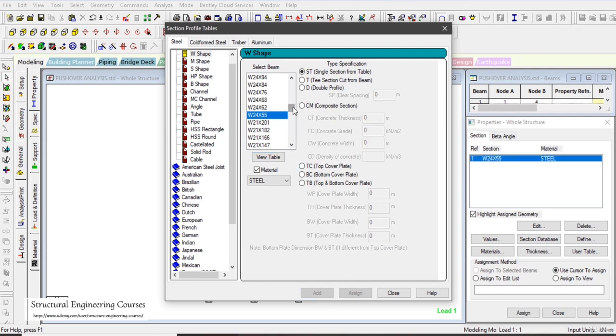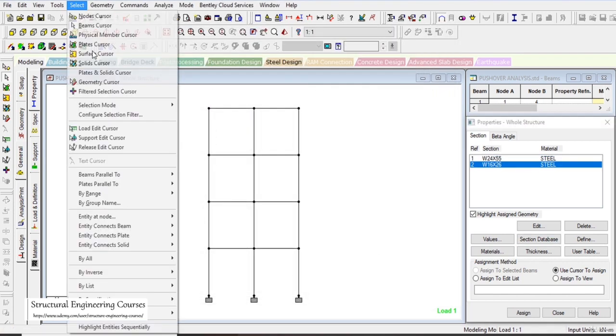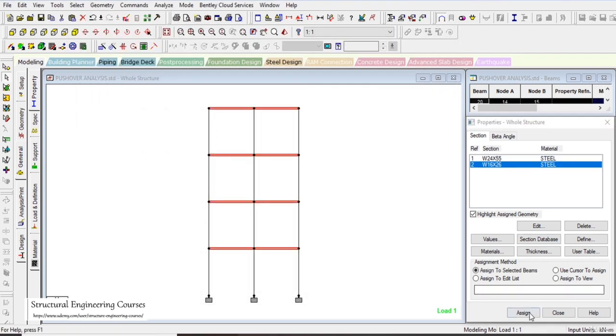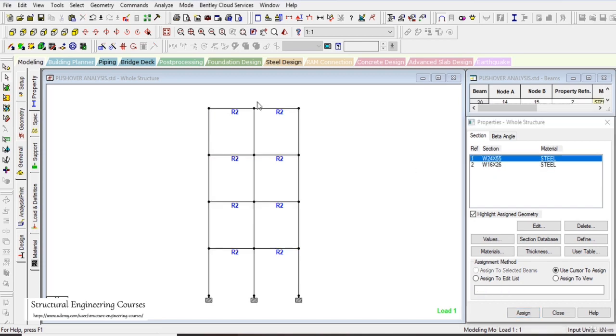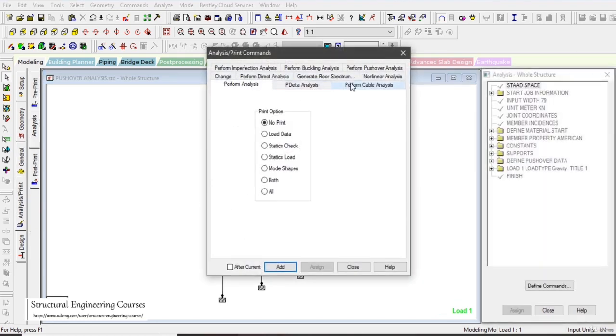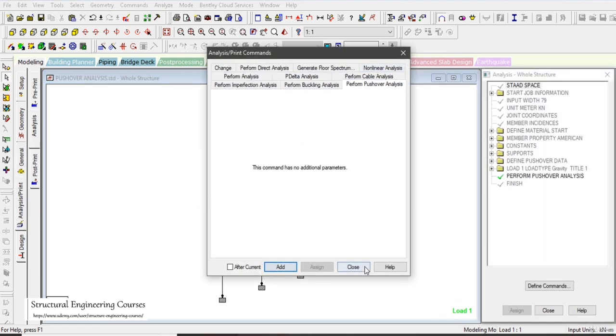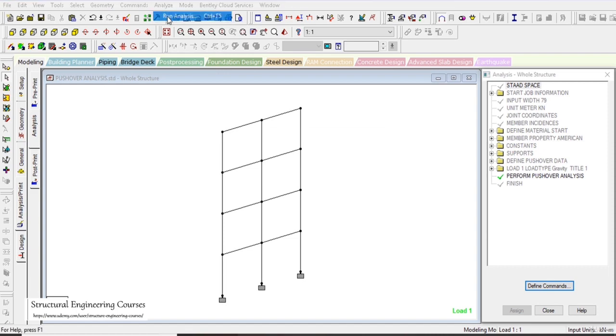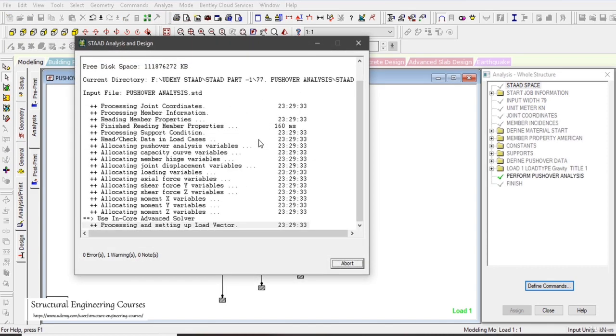After that we can go for W16x26 for beams. So we can select beams parallel to x-axis. Here we can enter W16x26, and then after that we can go for W24x55. So now all the beams have been assigned a property, and after that we need to go to the analysis, and here we need to select perform pushover analysis, and then left click on add here, and then after that we can do the analysis.